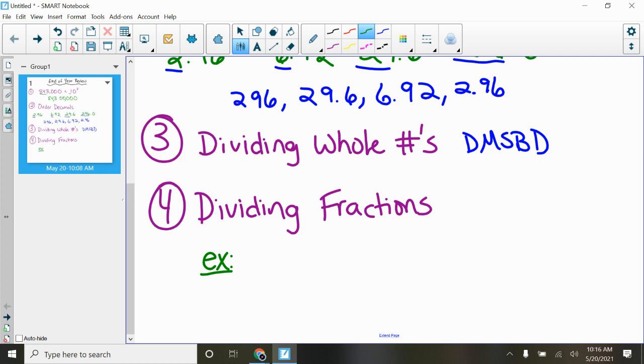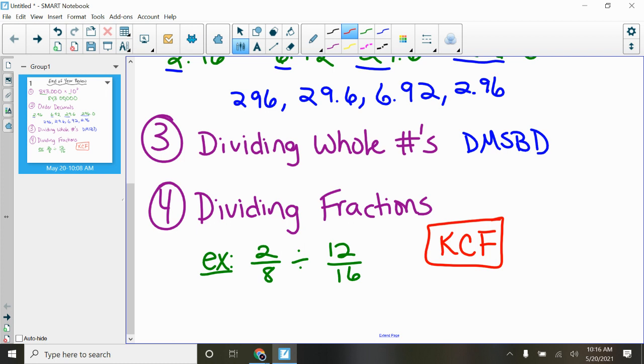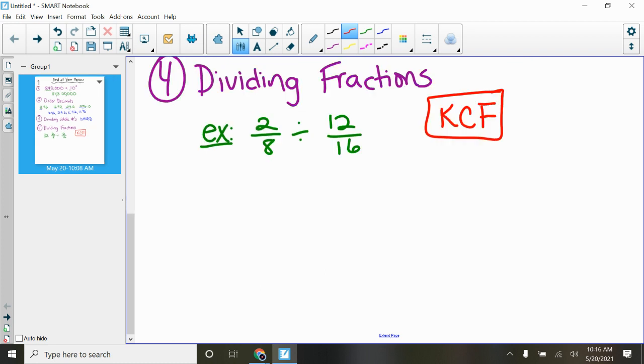So the example of dividing fractions, let's just say we are looking at 2/8 divided by 12/16. What do you have to remember with dividing fractions, Tessa? You gotta remember to keep, change, flip. That's critical in solving that. Okay? So when we solve this thing, we're moving fast. Hopefully you're in the process of trying to solve.